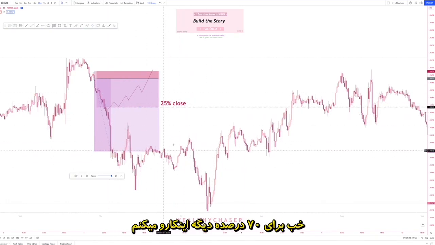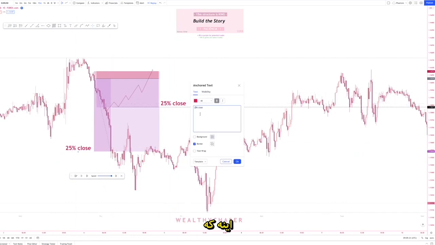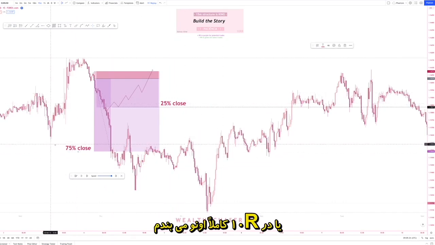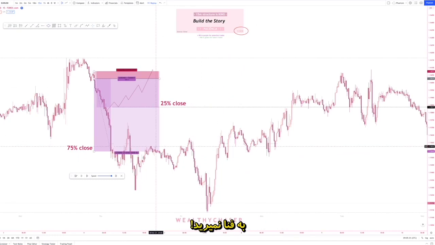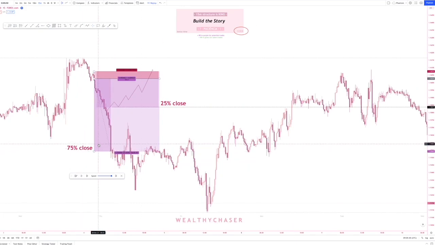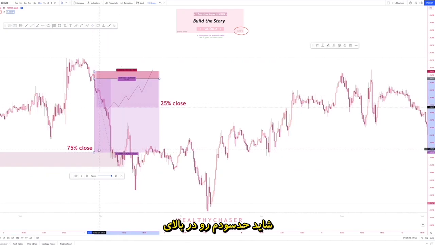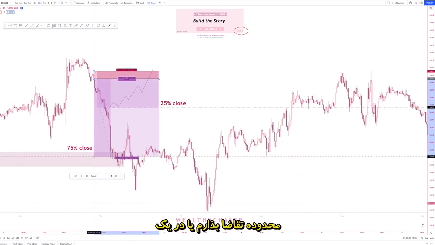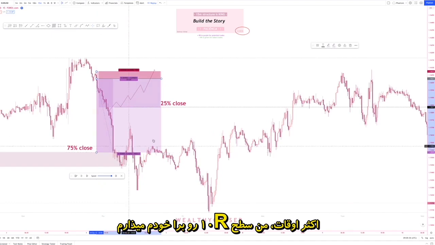So what I tend to do next for the other 75% is I either completely close it at 10R, because 10R a day keeps the debt away. So I either close the other 75% at 10R, or if there is a significant demand, I may put my take profit at the top of the demand or at a specific refined sell to buy. But normally, the majority of the times, I tend to put 10R.